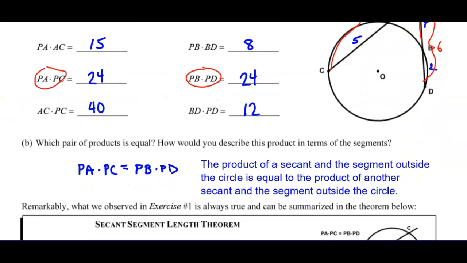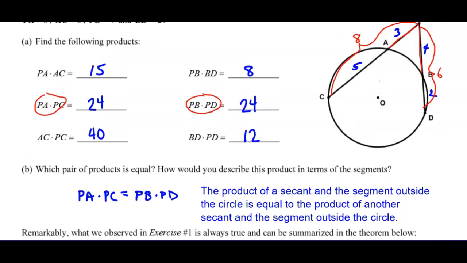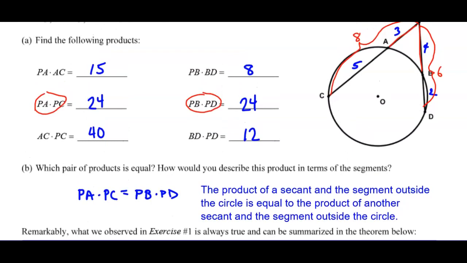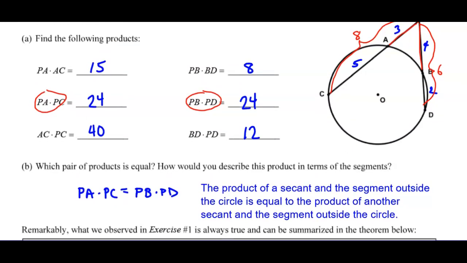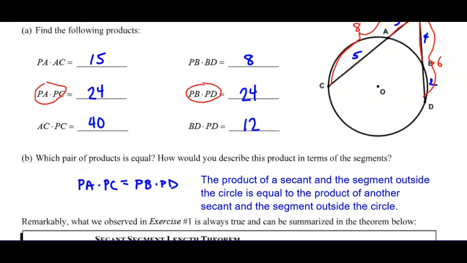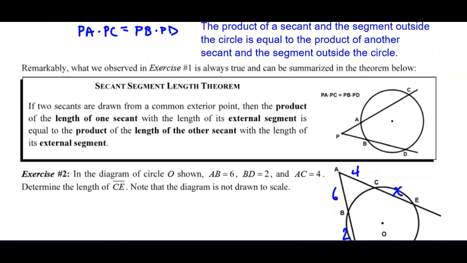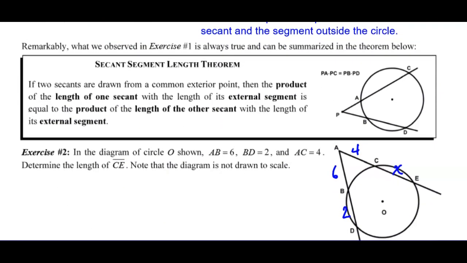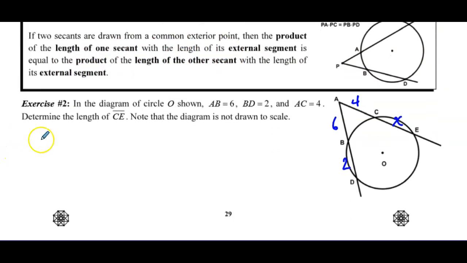All right, so to formalize that, the product of a secant and the segment outside the circle is equal to the product of another secant and the segment outside the circle. All right, so the segment length theorem states as follows. The length of one secant with the length of its external segment, that's another way to say the outside the circle part, is equal to the product of the length of the other secant with the length of its external segment. Let's just keep that in mind as we go forward with the rest of these.